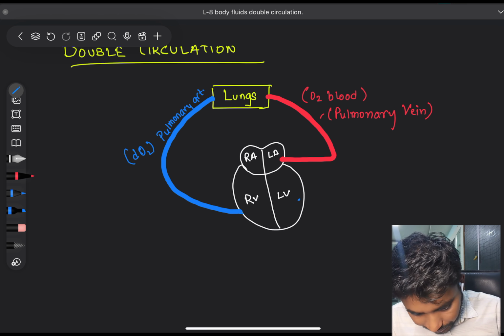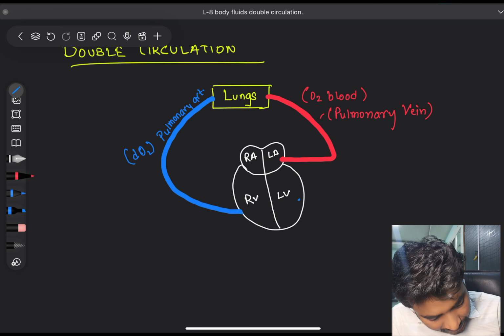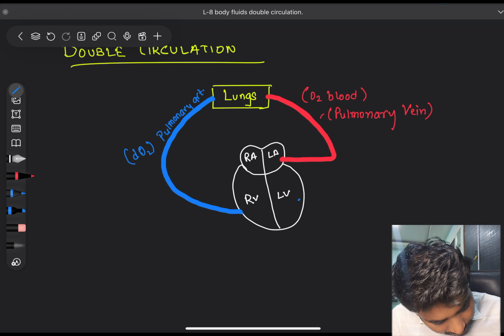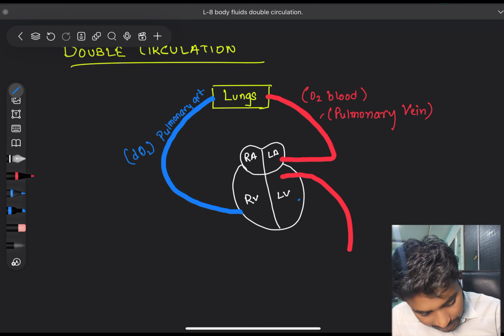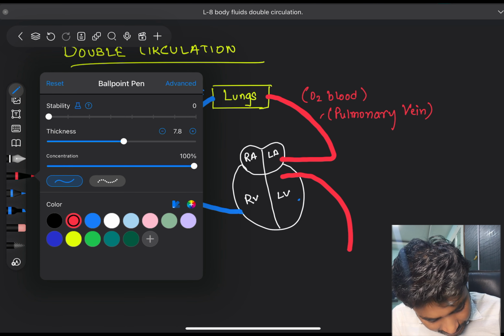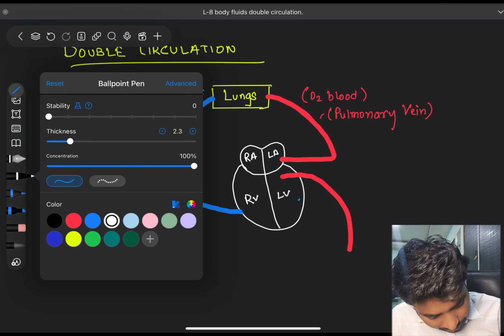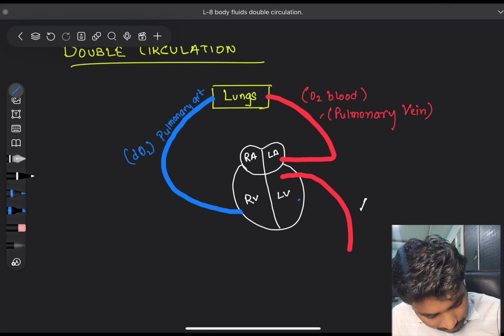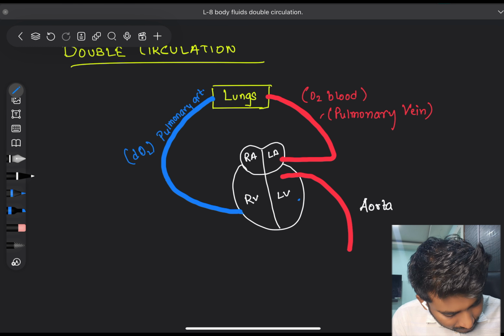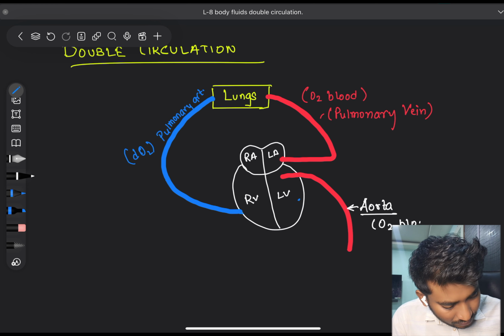Now from the left ventricle arises the aorta. This is the aorta. The aorta carries oxygenated blood towards the body.